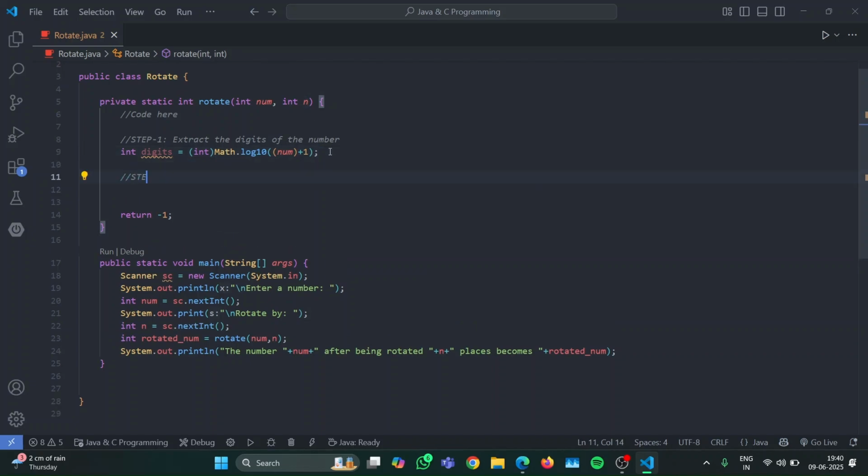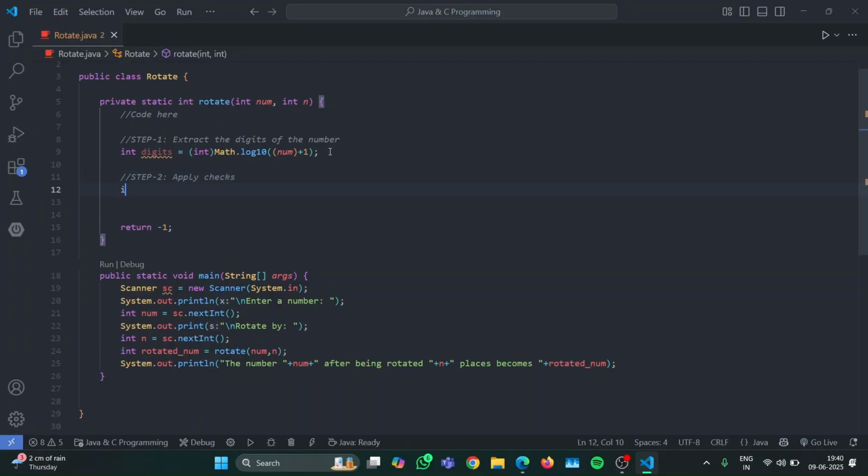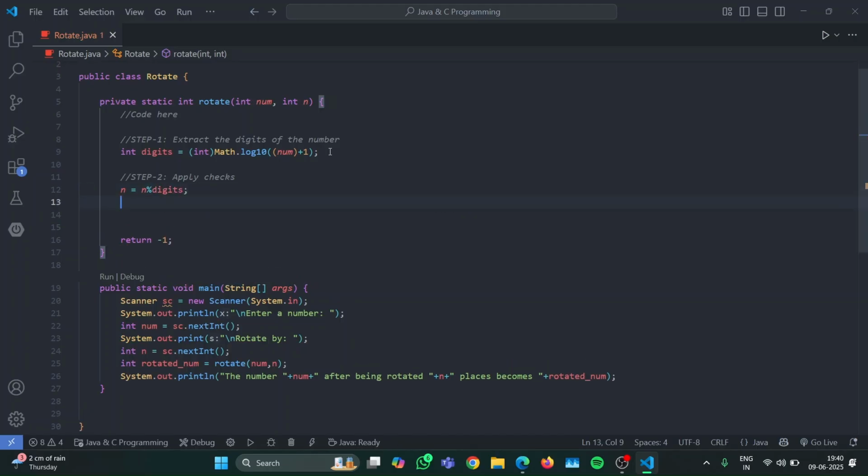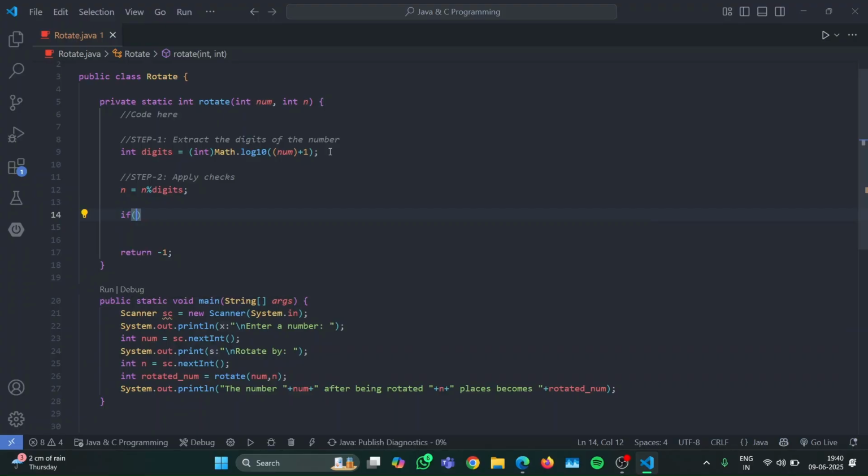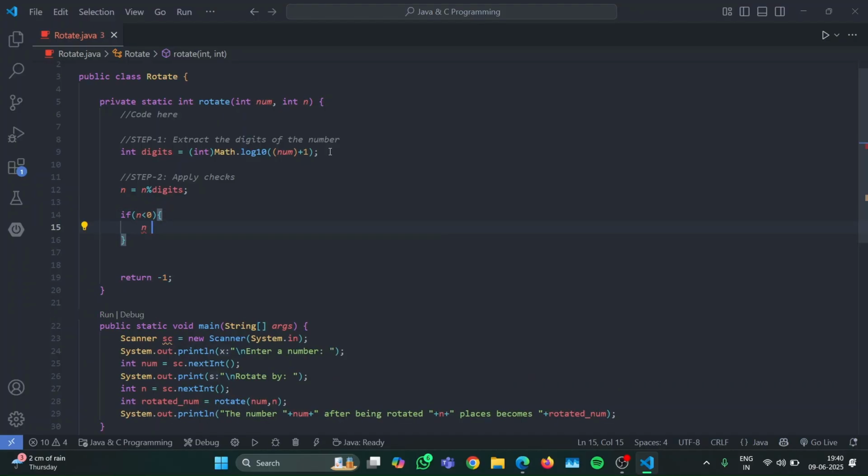In step 2, apply the checks that we have learned on how to handle the negative rotation and higher value of rotation. For the higher value of rotation, we have to modulo the n value by the number of digits. And for negative rotation, if n is less than 0, we have to add the number of digits to n so that we can get the positive counterpart of it.